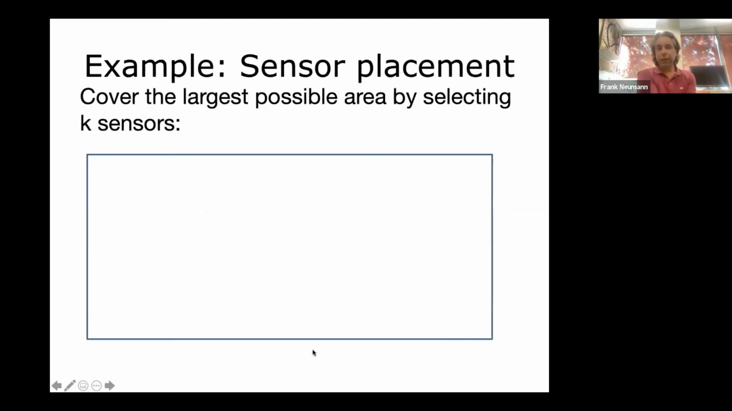Let me give you an intuition about submodular functions, and that is most probably the easiest way to get a grasp of them. That is the sensor placement problem.